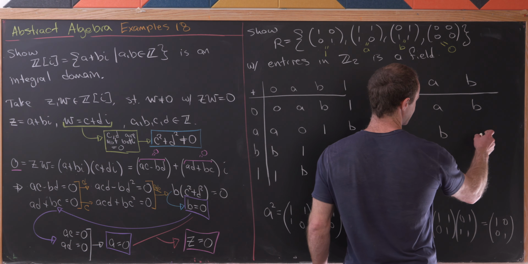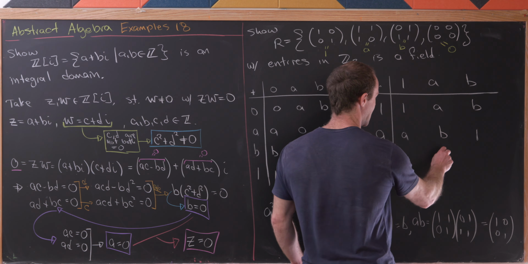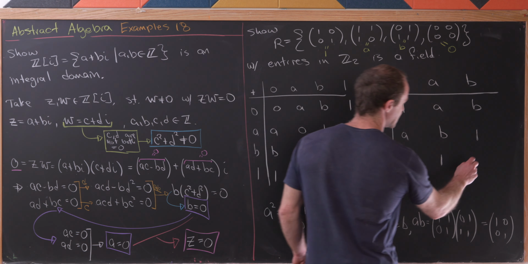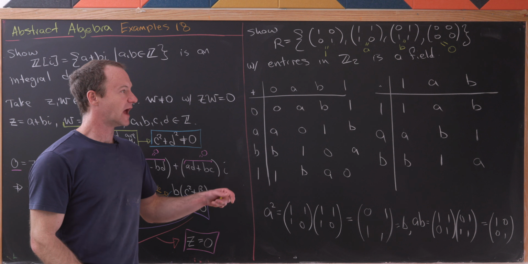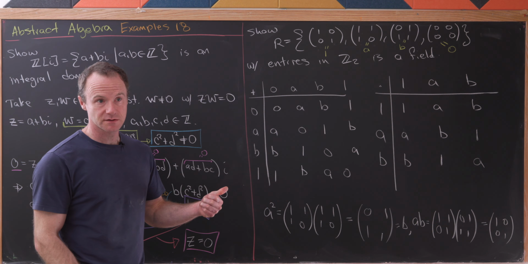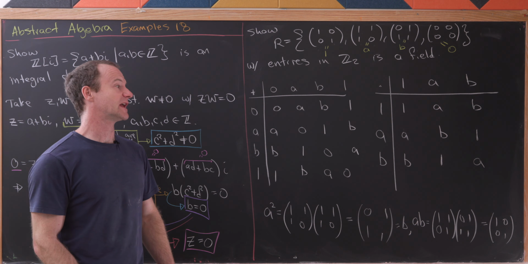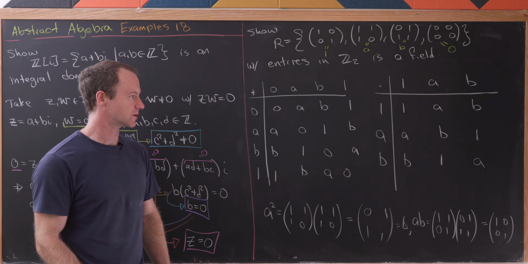Okay, so what does that give us? That gives us a 1 here. But then I'll let you check that B times A is also 1. And furthermore, that B times B is A. And that completes the multiplication table. And we see that it's closed, it's commutative, and then furthermore, every non-zero thing has an inverse. We didn't check 0, of course.